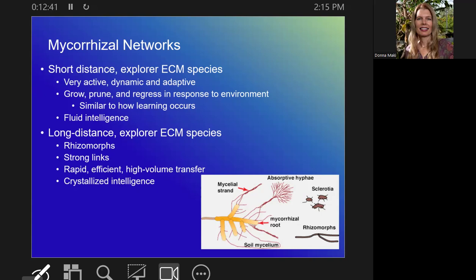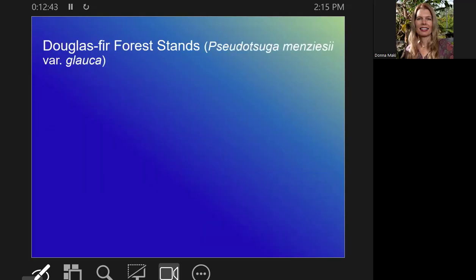So with her work, she has been focused on forests that are dominated by Douglas fir. Douglas fir is an economically important tree. It is harvested regularly. And one of the studies that she did was in a Douglas fir stand that had different ages of Douglas fir trees in the stand.